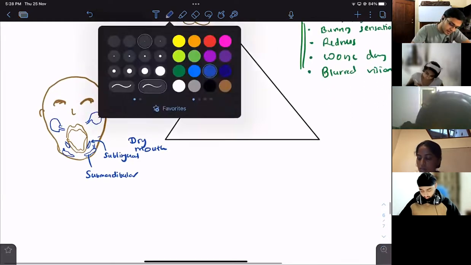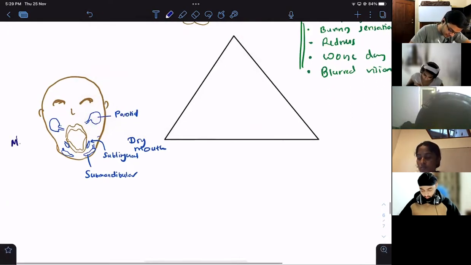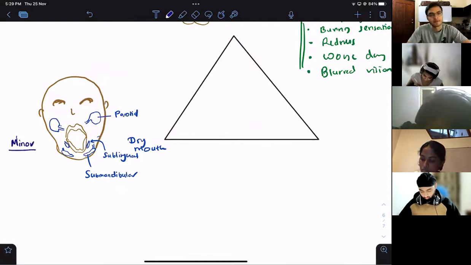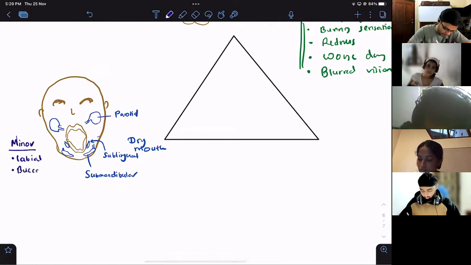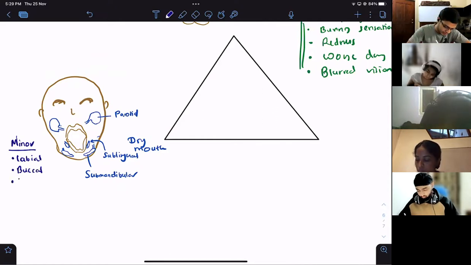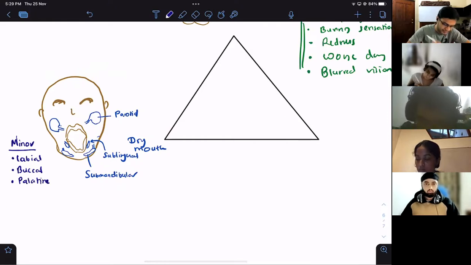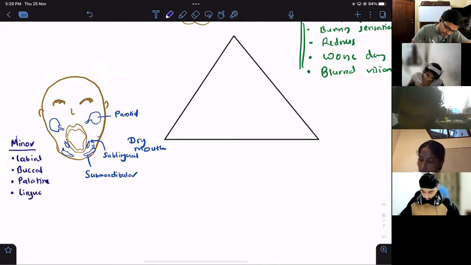Apart from these, guys, there are some minor salivary glands. What are these? We have some salivary glands on our lips, which we call the labial glands. Again, we have them on the inner surfaces of our cheeks, which we call the buccal glands. Then we have another on the hard palate, the palatine salivary glands. And finally, on our tongue also, we have some lingual salivary glands.